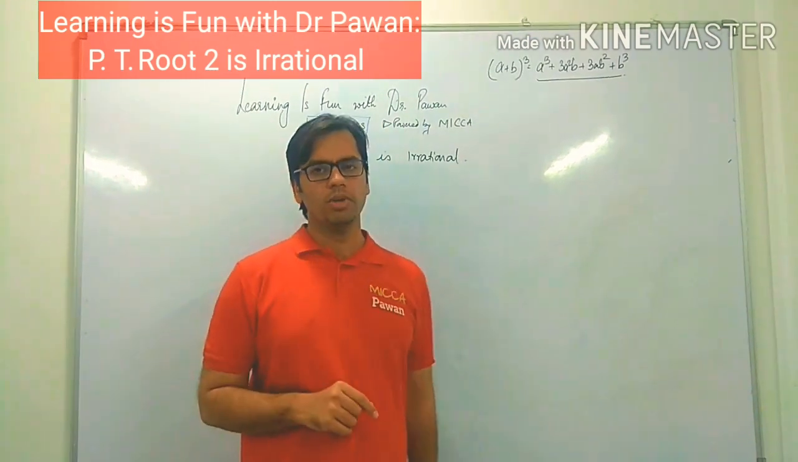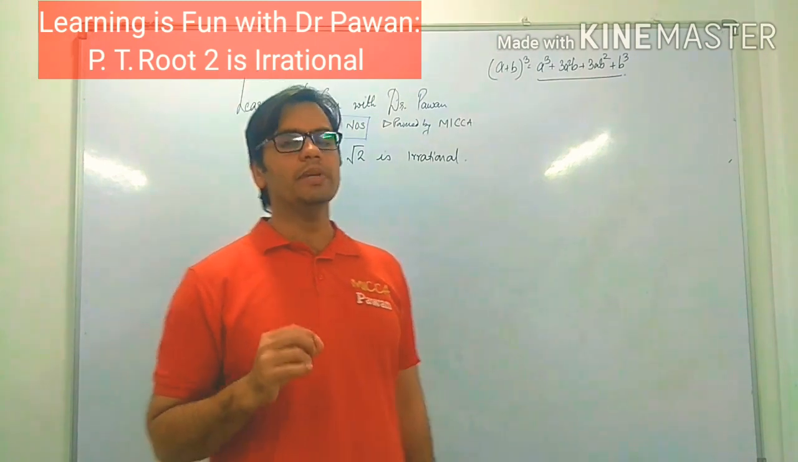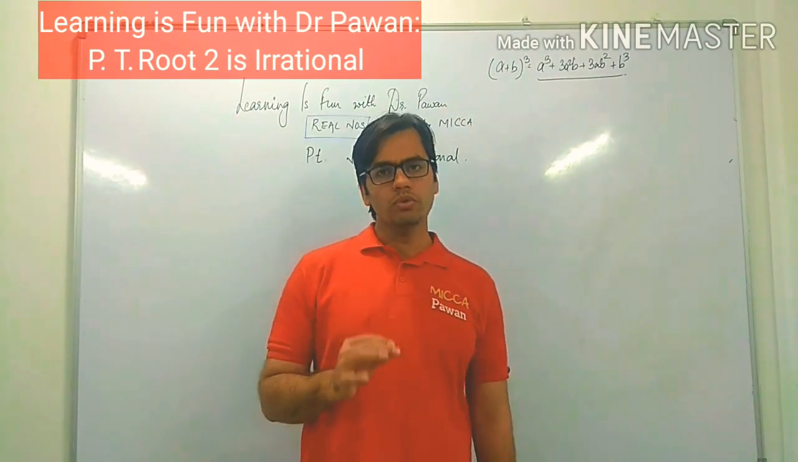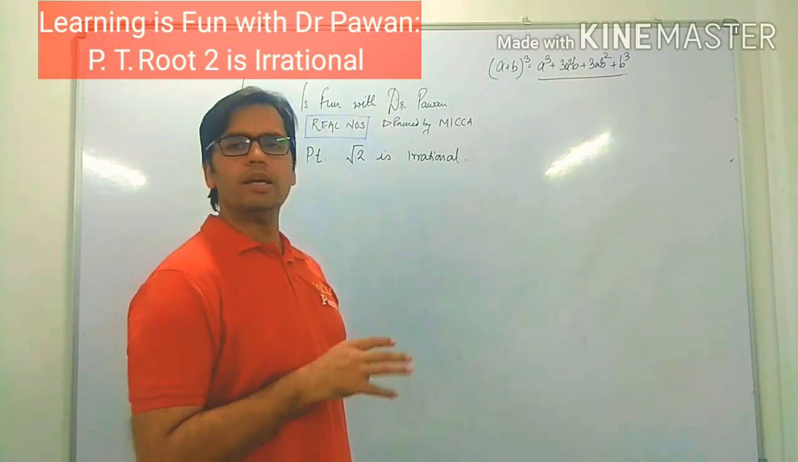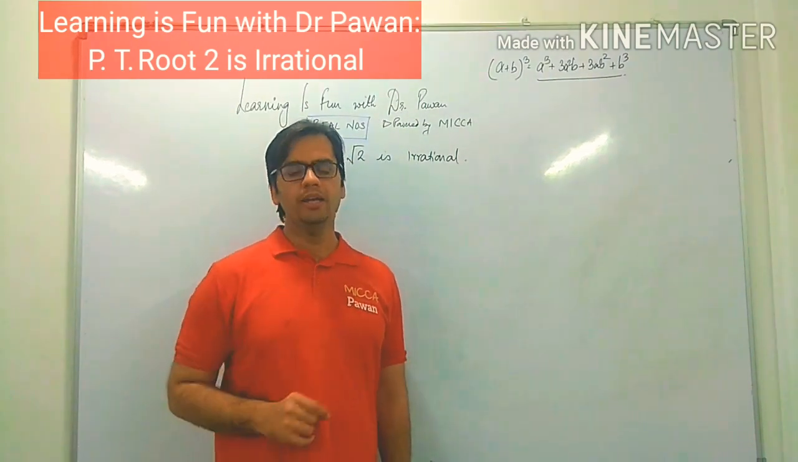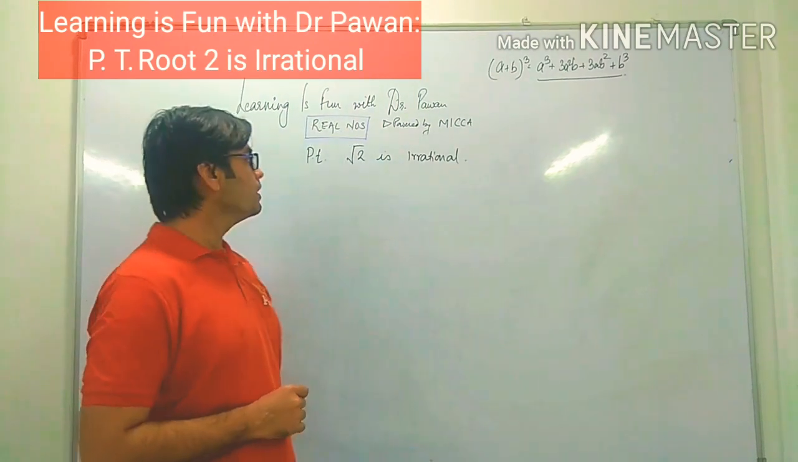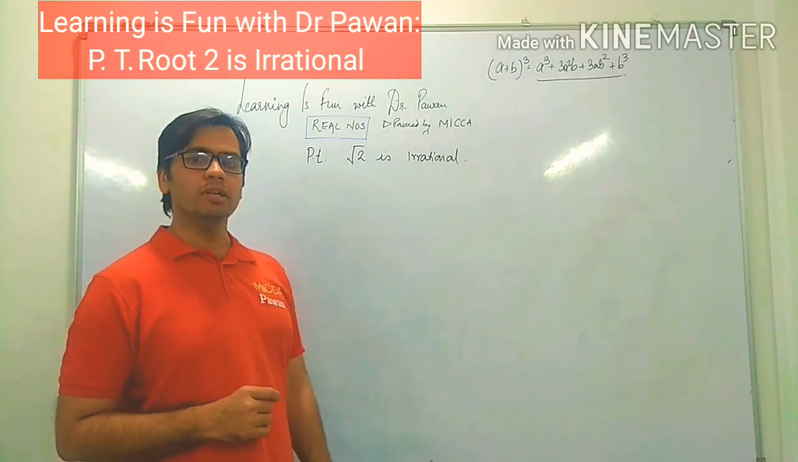Now if you go back to my first session, I have explained what irrational numbers are. But typically, the roots of all the prime numbers are irrationals. Even your pi is an irrational number. So we have to show that root 2 is irrational.